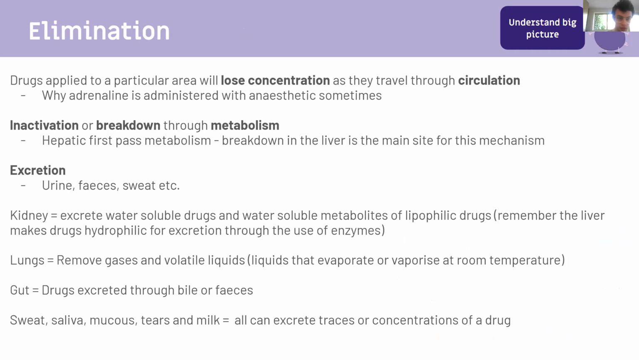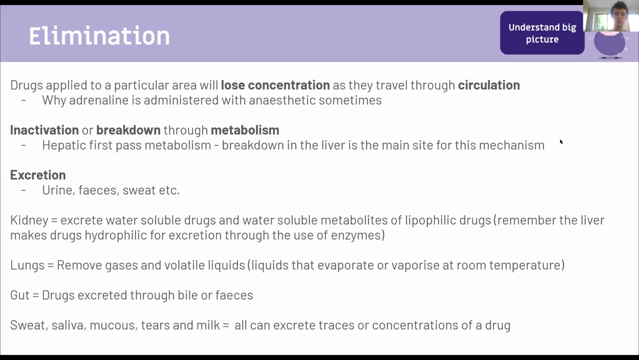Elimination. So as drugs begin to circulate and to be metabolized, they begin to lose concentration. Particularly this example is referring to as you administer a drug, it's going to spread out throughout the whole body. And sometimes you want a drug to be localized to a particular area. Sometimes you can give adrenaline to constrict the systemic diffusion of the drug, and it's going to stay in that one area. Inactivation or breakdown occurs through metabolism.